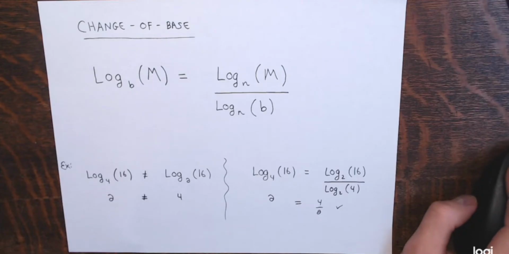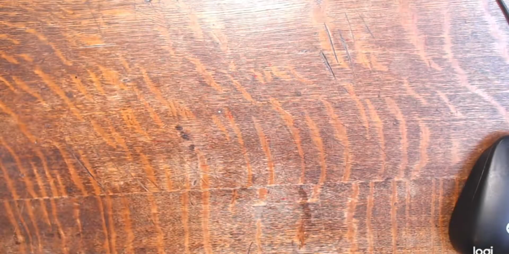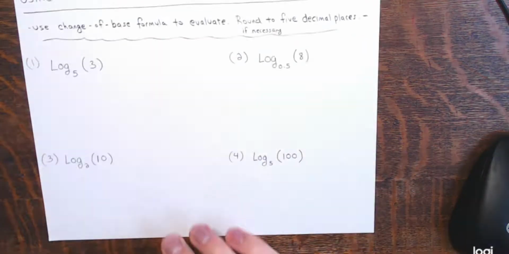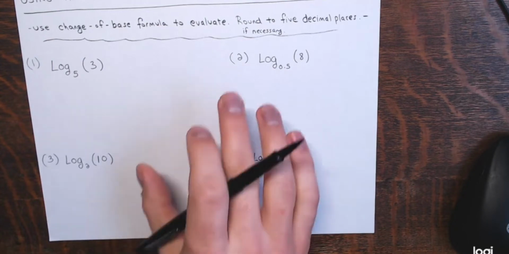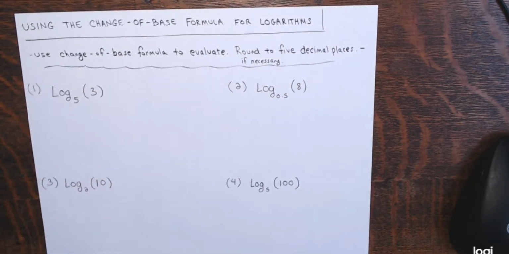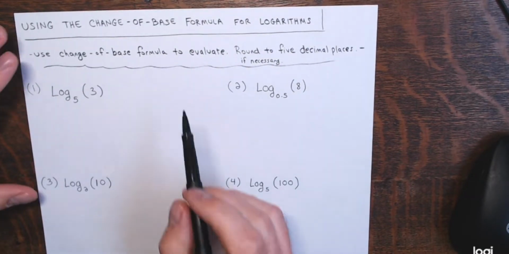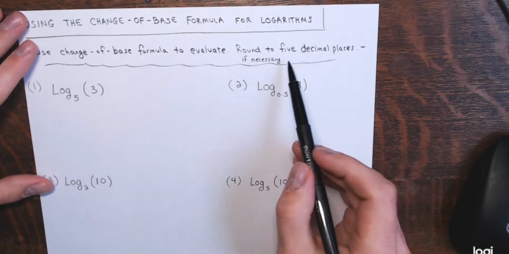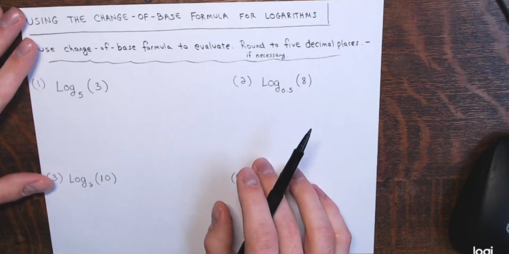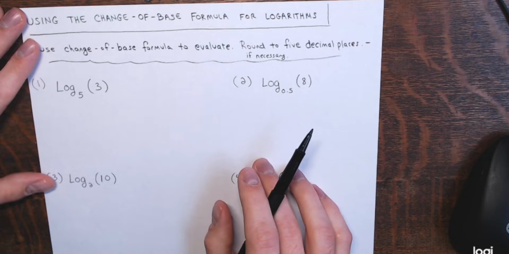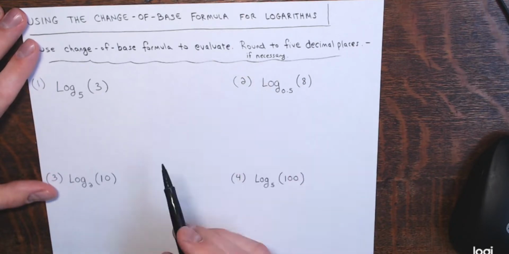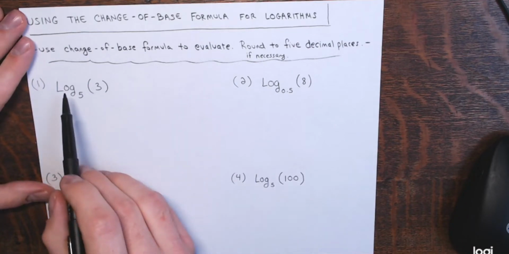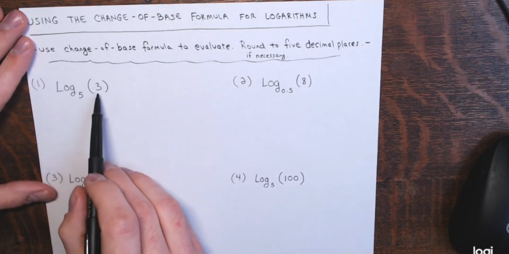All right, so my first example, and my first set of examples, we're asked to use the change of base formula to evaluate. Find the value of these logarithms and round to 5 decimal places, if necessary. So the nearest 100,000th. Yeah, 5 decimal places, if needed. So here, the log base 5 of 3.